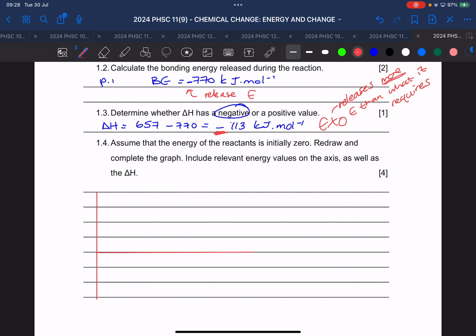On the y-axis we have our potential energy in kilojoules per mole. And on our x-axis we have time.